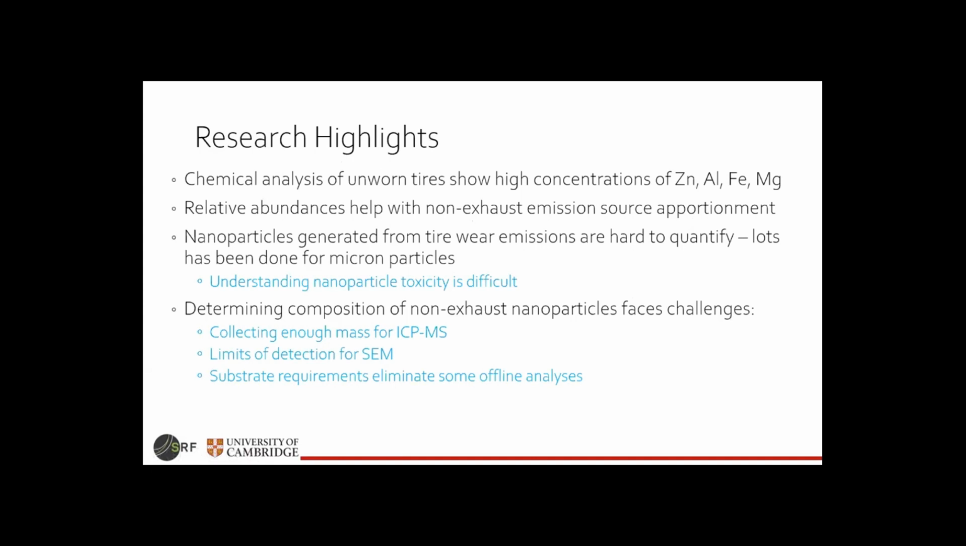Just to give you some more research highlights, we looked at the chemical analysis of the tires that show high concentration of specific metals in them. So we analyzed tires, which gives a good comparison for looking at ambient measurements of non-exhaust tires. We can then use these relative abundances for some apportionment studies, feeding them into different sorts of models and other tools that are accessible for future analysis and contribution to emissions inventories.